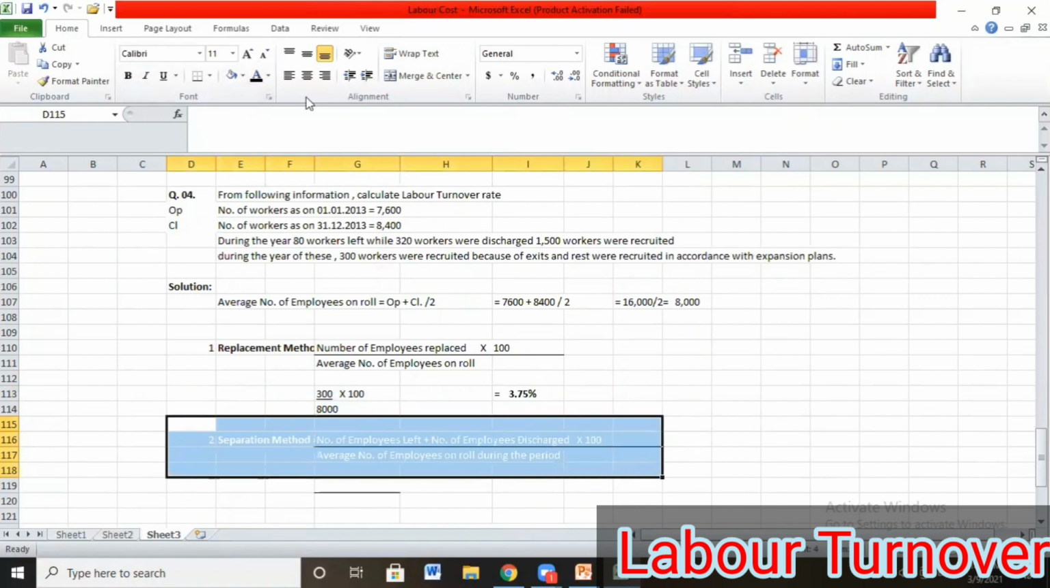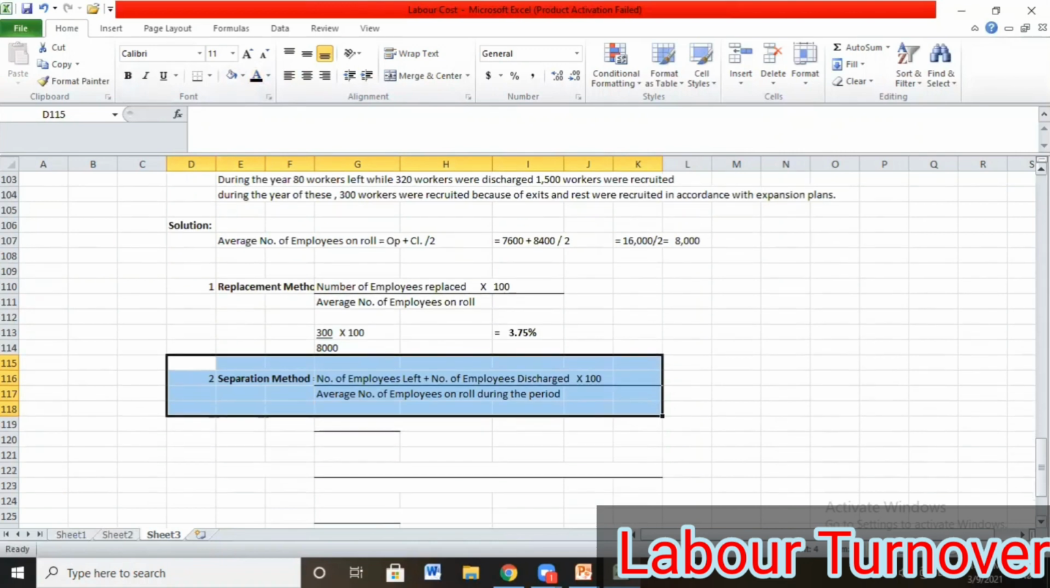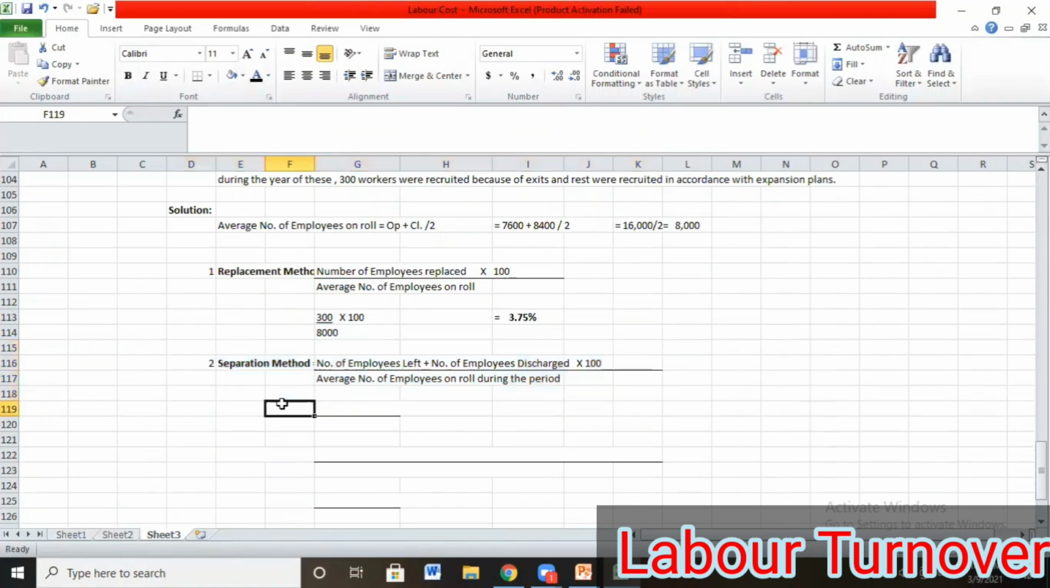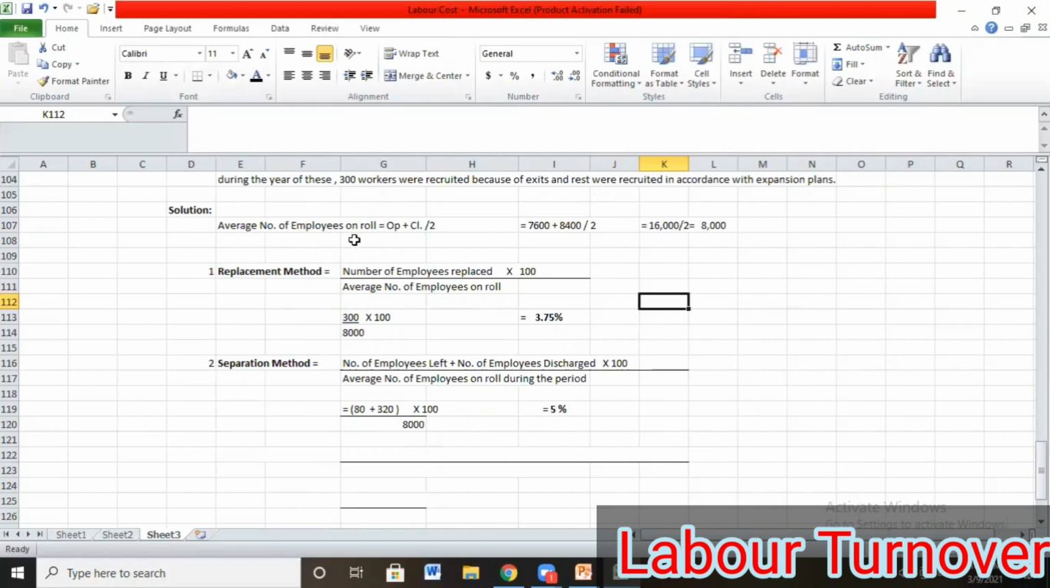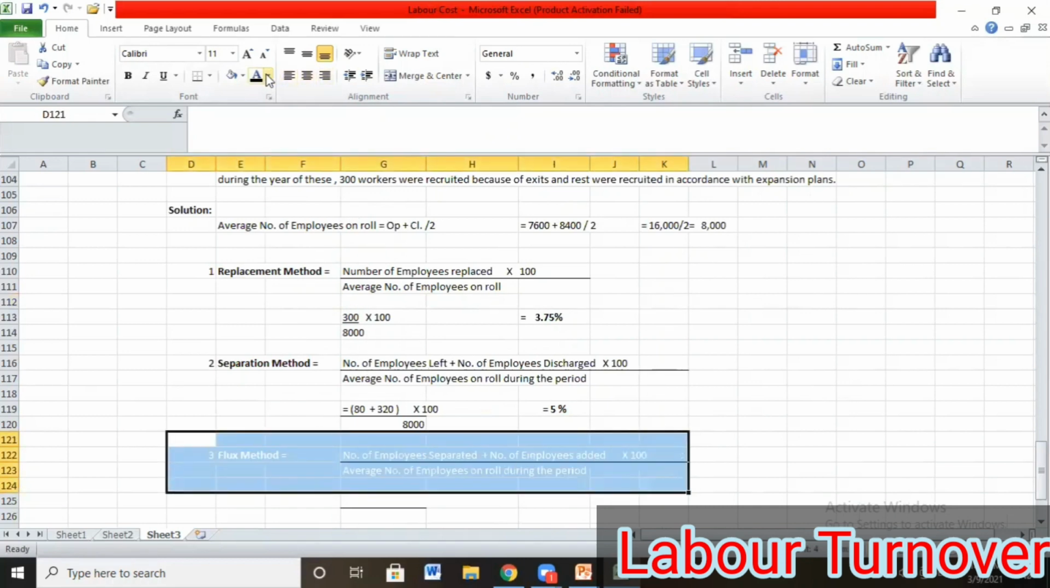What about the separation method? You must write the formula only. Separation method is equal to number of employees left plus number of employees discharged upon average number of employees on roll. Average is given already. Number of employees left during the year is 80 and discharged were 320. So 80 plus 320 is 400 upon 8,000 into 100. So you will get 5%. So as per the replacement method, your answer is 3.75%. As per the separation method, you will get 5%.